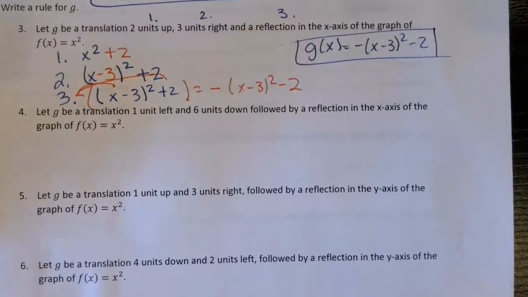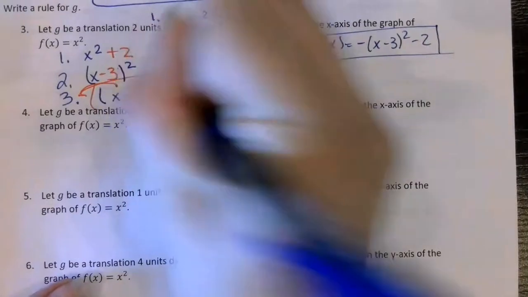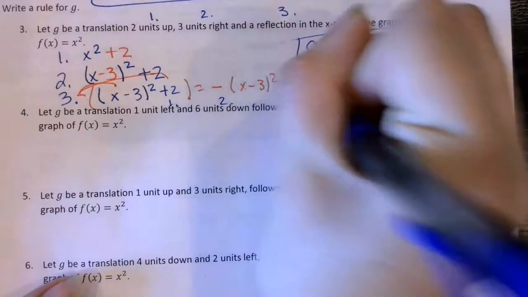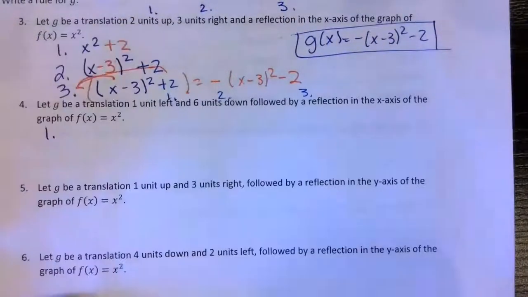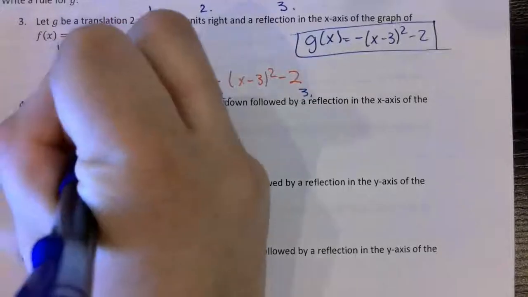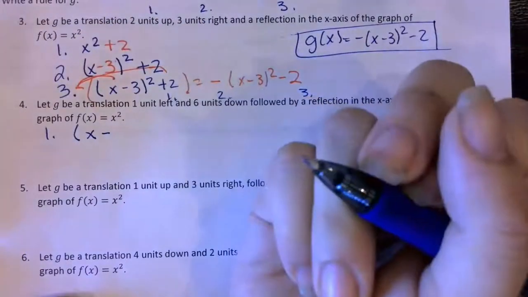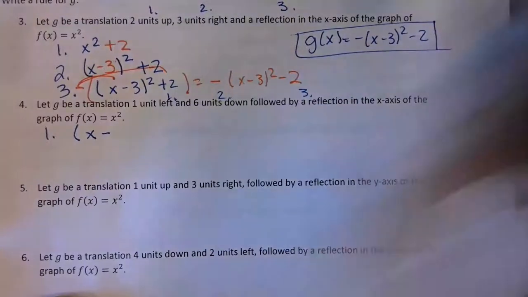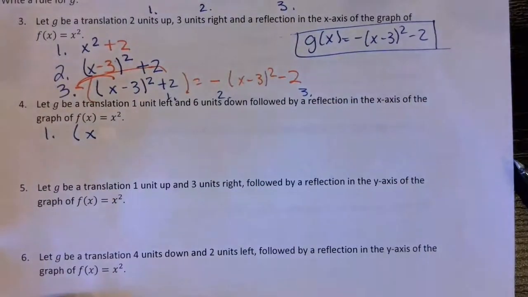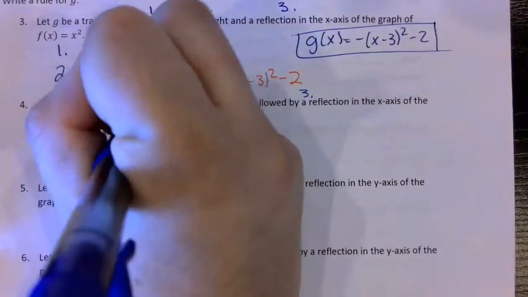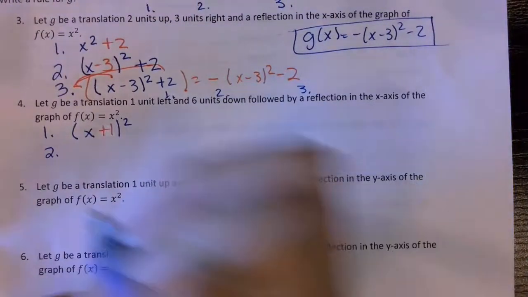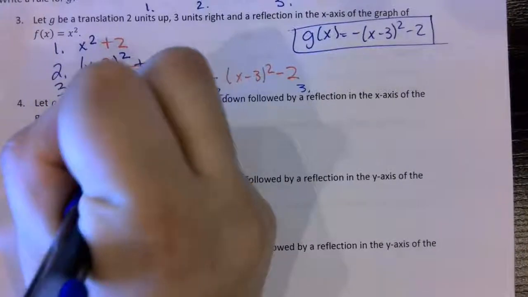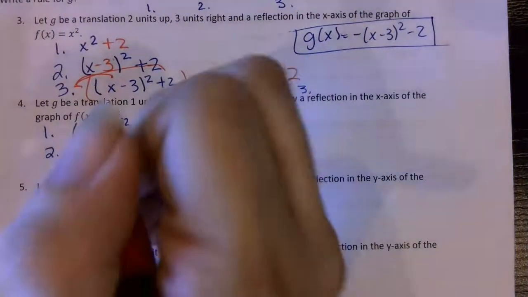Okay. 4 is the same way. I have 1, 2, 3 steps. Then my first step is going left, so this one is going to change inside. So I'm going to have x, left is opposite the sign, so I add 1, and then I close it and square it. Step 2 is I am going to go 6 units down, so I have a piece from step 1, and then I subtract 6 at the end.